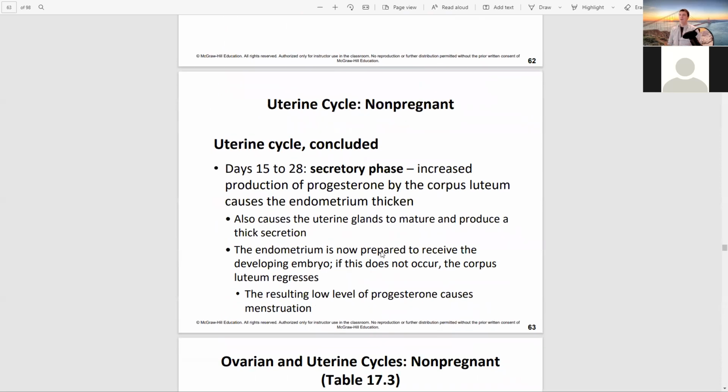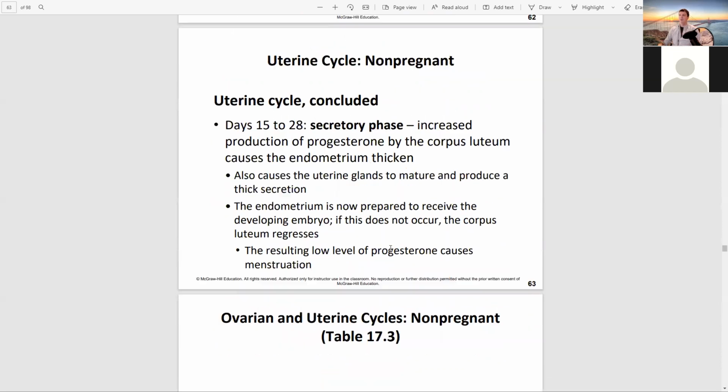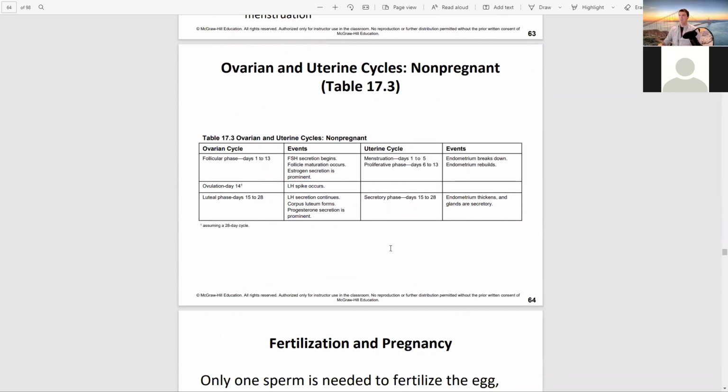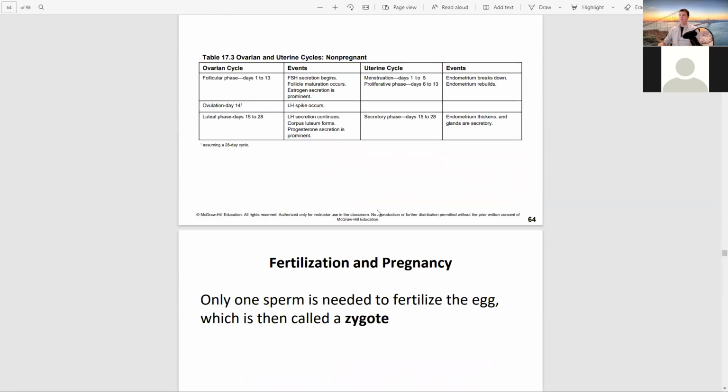Day 15 to 28 is the secretory phase, which increased production of progesterone by the corpus luteum causes the endometrium to thicken. It also causes the uterine glands to mature and produce a thick secretion. The endometrium is now prepared to receive the developing embryo. If this does not occur, the corpus luteum regresses. The resulting low level of progesterone causes menstruation. Again, that's summarized here.